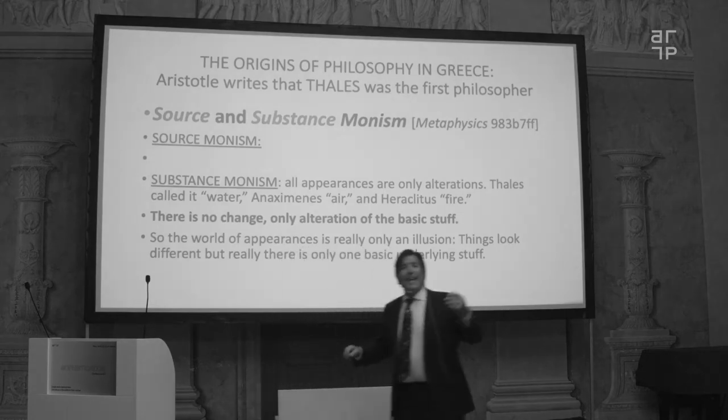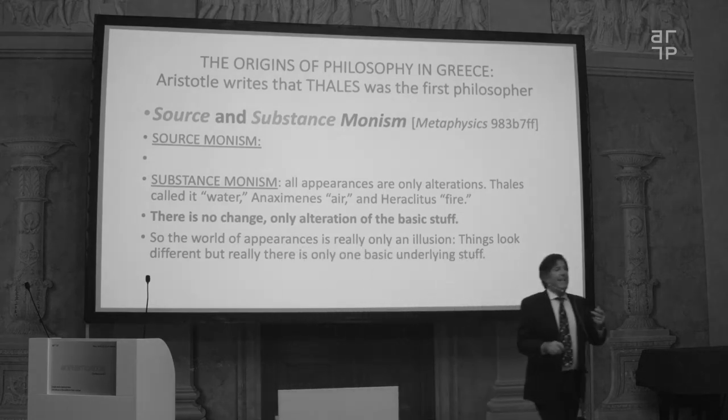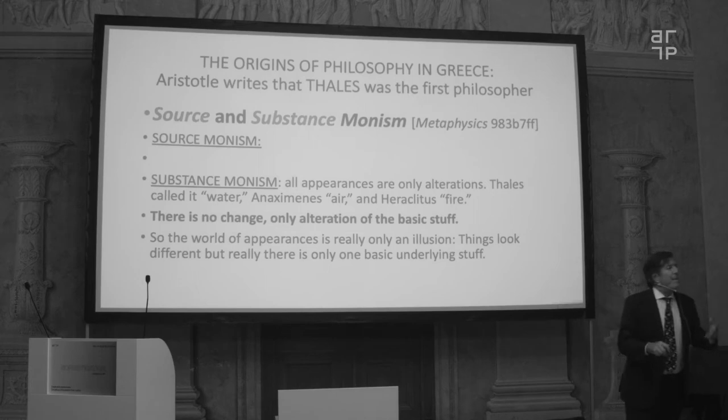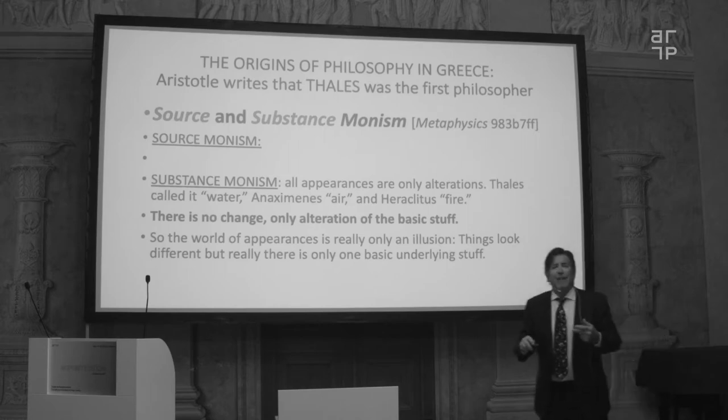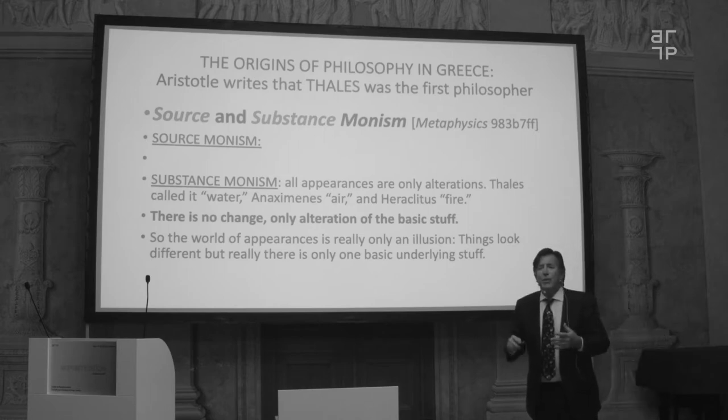So, now let's get into the theme. Aristotle said that Thales was the first philosopher because he posited source and substance monism. The source monist maintains, says Aristotle, there was an originating source.